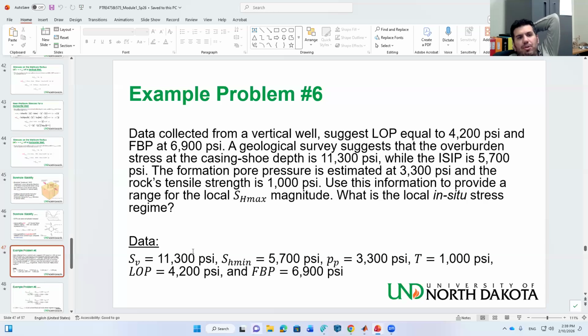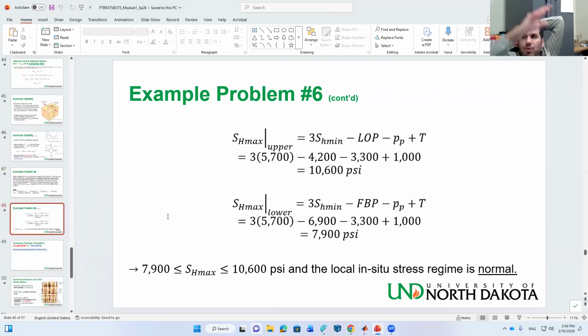Then we saw an example problem that was very useful in the sense that it gave us enough information to apply a constraint on SHmax, an upper value and a minimum value, and from that understand what kind of stress regime you have. The answer was normal. And I think more or less this is where we left the class last time.